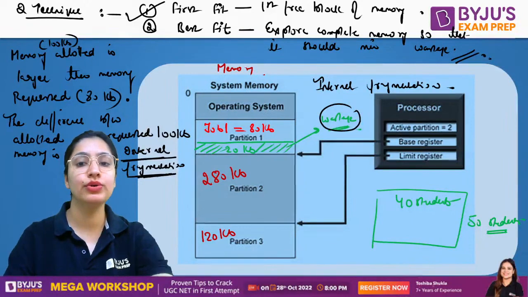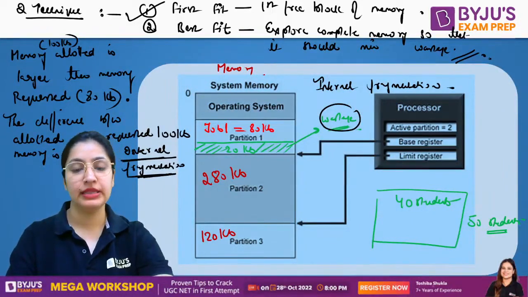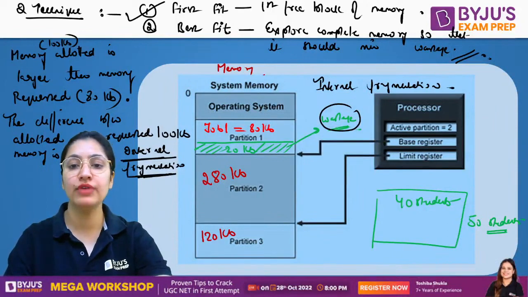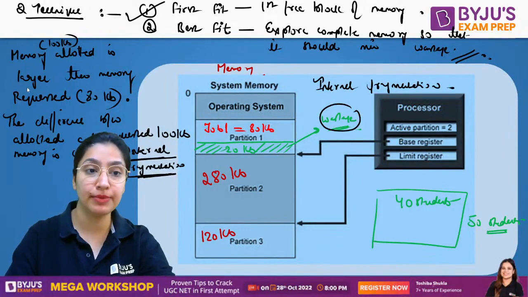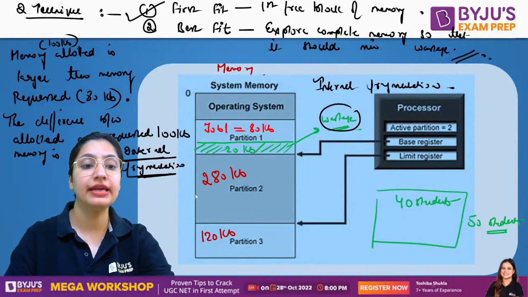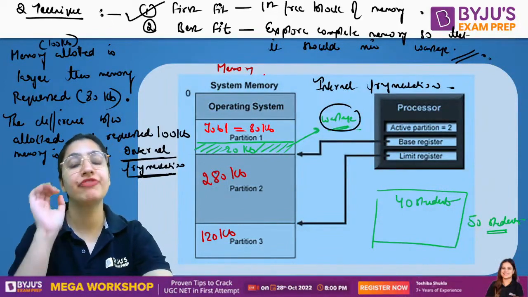So we can conclude here, everyone, that fixed partitions technique always suffers from a problem which is called internal fragmentation. So this question can also be asked. Where internal fragmentation occurs, you have to remember. Internal fragmentation always occurs in our concept where there are fixed partitions.